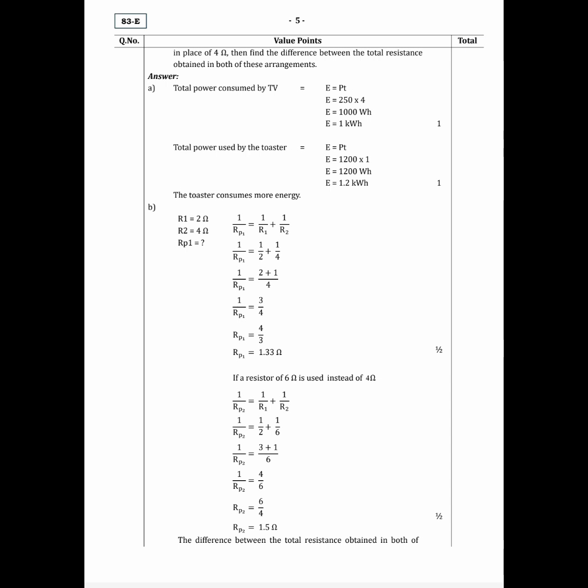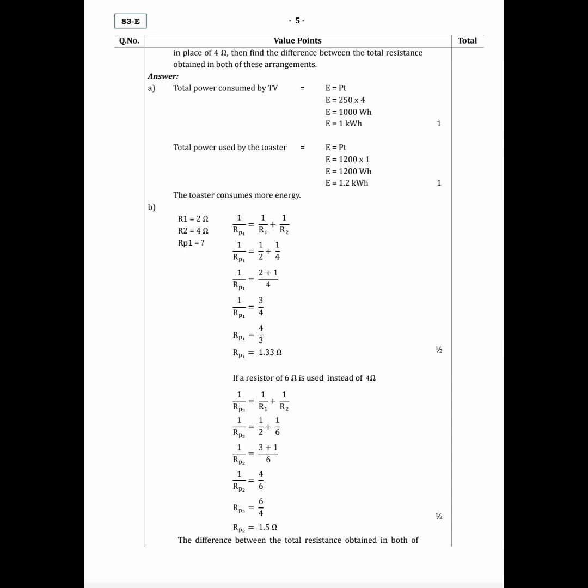B question: R1 is equal to 2 ohm, R2 is equal to 4 ohm. You have to find RP1. 1 divided by RP1 is equal to 1 divided by R1 plus 1 divided by R2. 1 divided by RP1 is equal to 1 by 2 plus 1 by 4. 1 divided by RP1 is equal to (2 plus 1) divided by 4. 1 divided by RP1 is equal to 3 divided by 4. RP1 is equal to 4 divided by 3. RP1 is equal to 1.33 ohm.